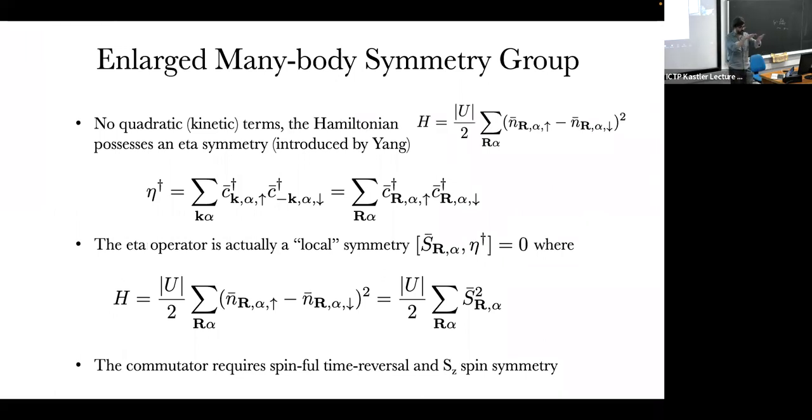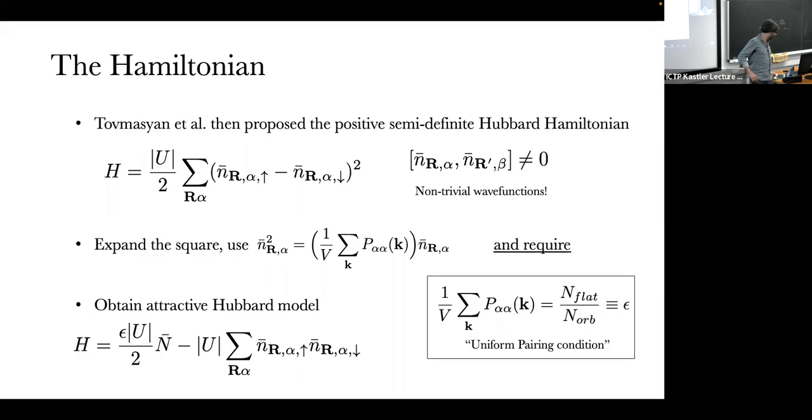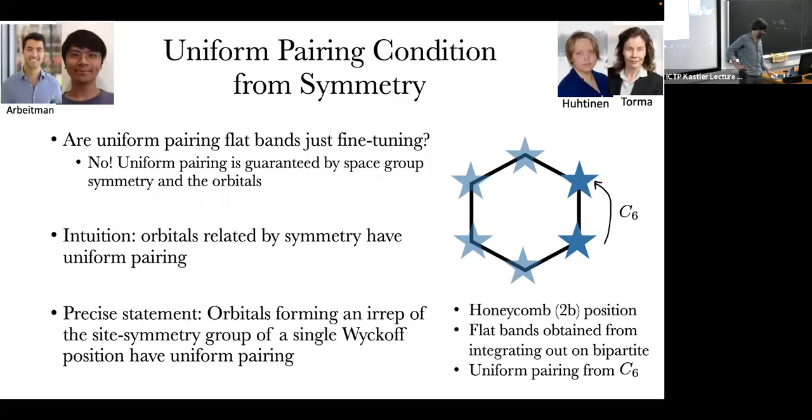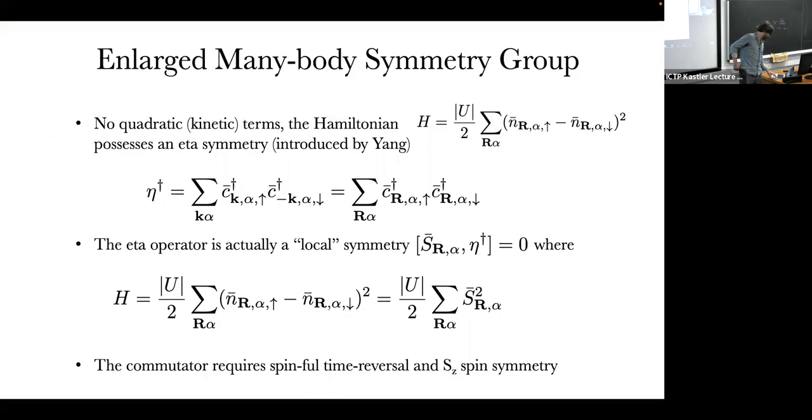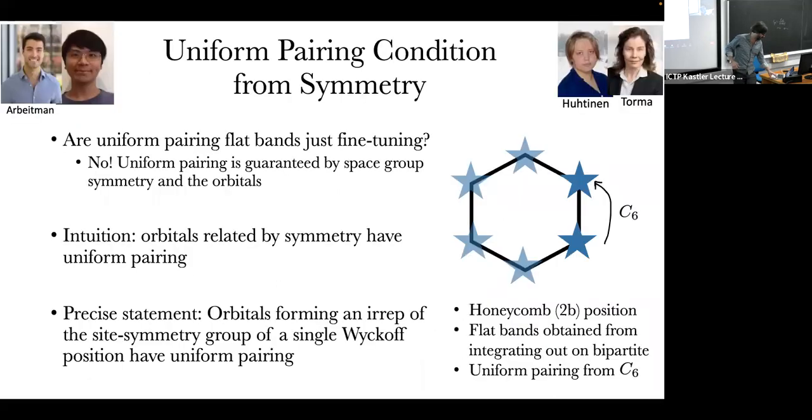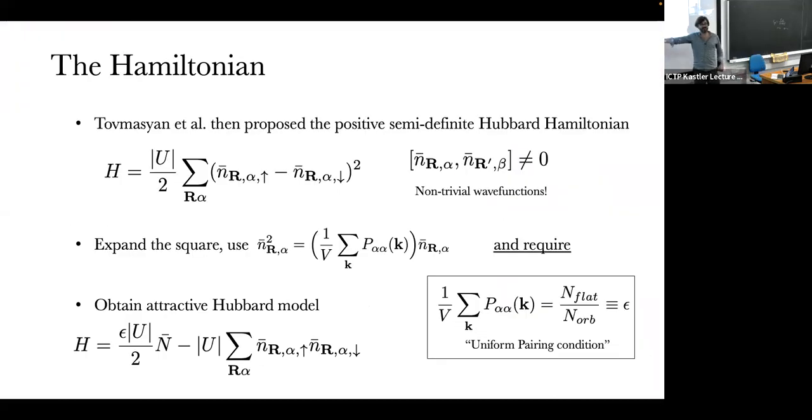So we consider this uniform pairing condition. And you consider no quadratic terms. Okay, so this is a very simple Hamiltonian, which also has an eta pairing symmetry. This is not exactly the eta pairing. I start with a positive definite projected interaction. Well, this is positive semi-definite, yeah. That's right. Because the ground state overall is, so this is the mapping. So the mapping is exact, you see the minus just gives you the negative U Hubbard model. And now you've got pairing, okay?